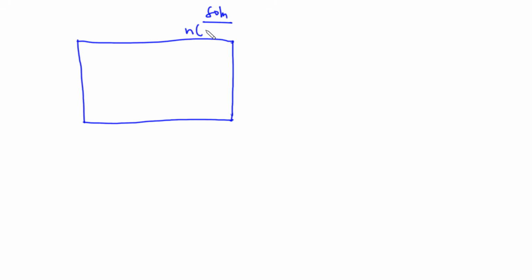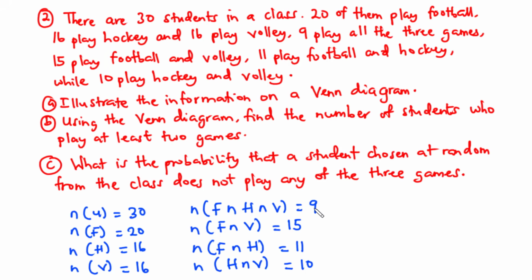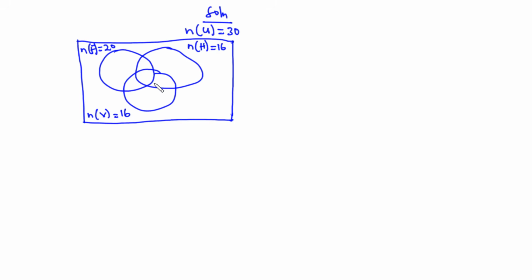So we have the number of students in the universal set to be 30. The number of students who play football is 20. Number of students who play hockey is 16. And the number of students who play volley is also 16. We are told that the number of students who play all the 3 games is 9. So we have 9 here, and the number of students who play football and volley is 15.